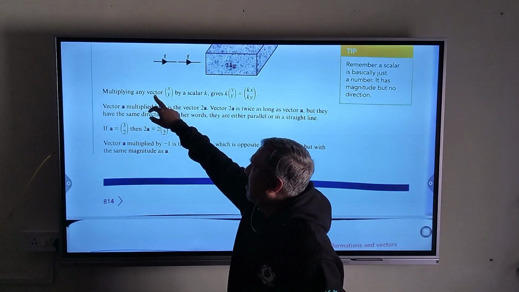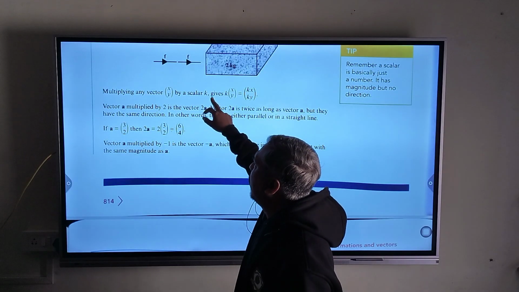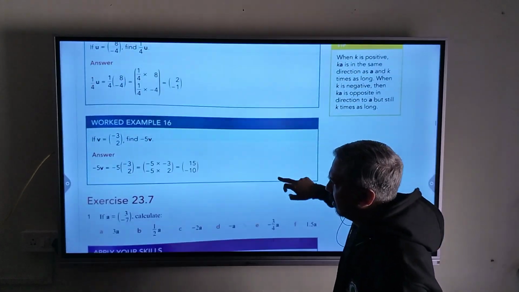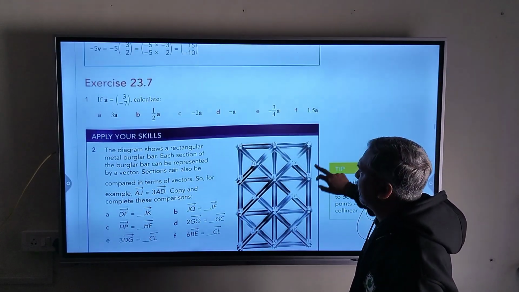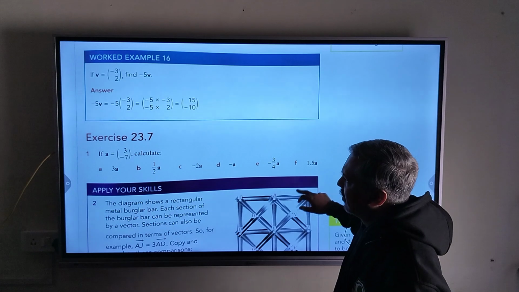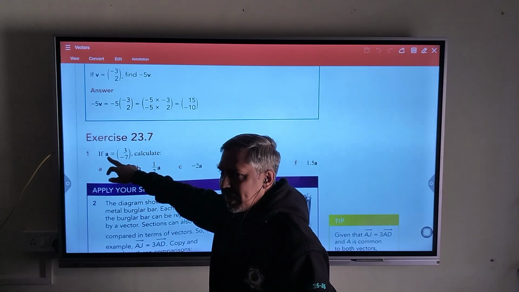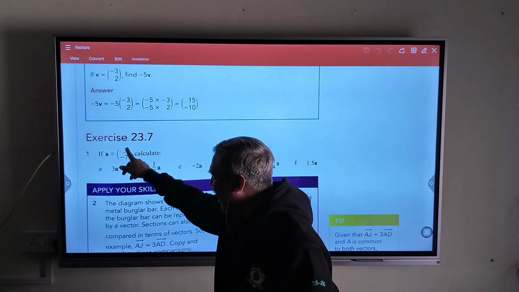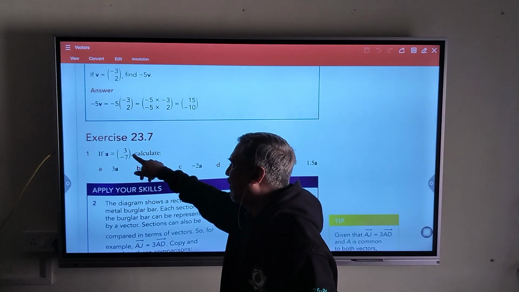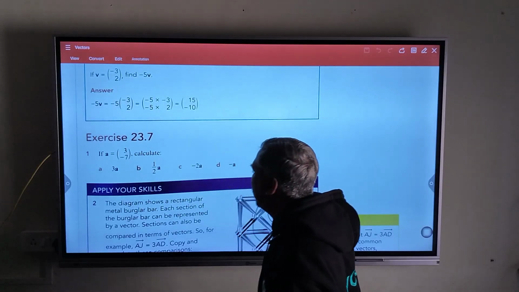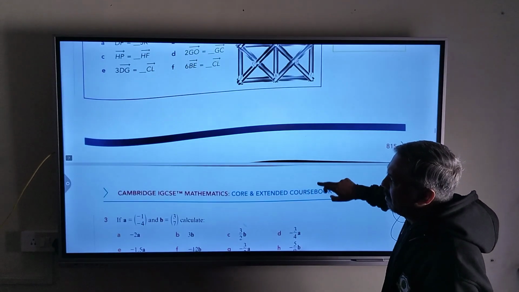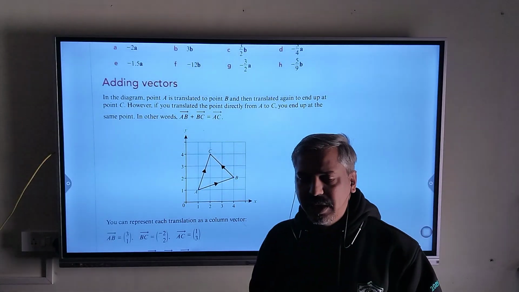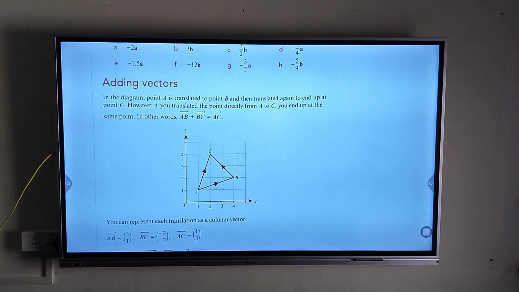So multiplying any vector (x, y) by a scalar k will give us (kx, ky). This is vector A, (3, -7). Calculate 3A: (9, -21). Half of A: (3/2, -7/2) and so on. This is very easy. It will not be a great difficulty at all. Addition of vectors is what we will start now in 2 minutes.